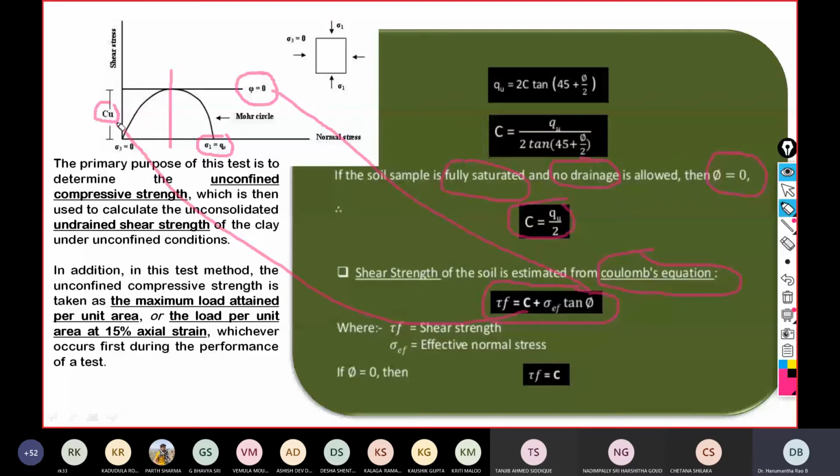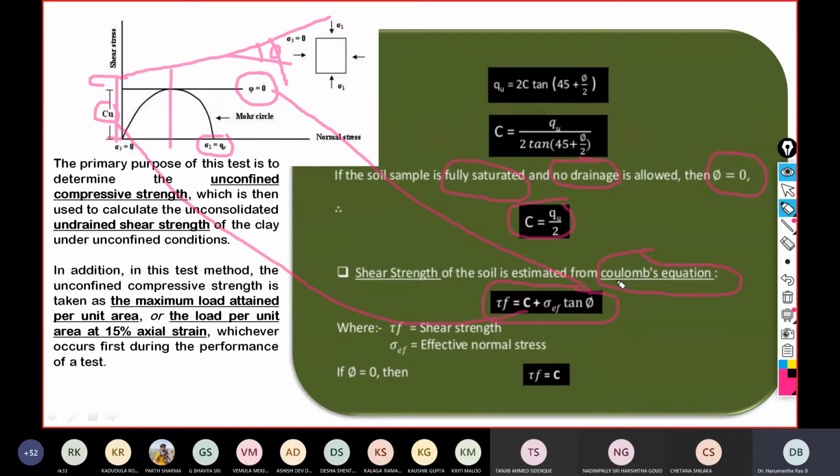Suppose I make this horizontal line into some inclined line, that means that particular soil possesses cohesion as well as angle of internal friction, c value as well as phi value. For example, if I draw another graph here, this is phi and this is the c value. So this is the mathematical proportion postulated by Coulomb. That's why it is called Coulomb's equation.